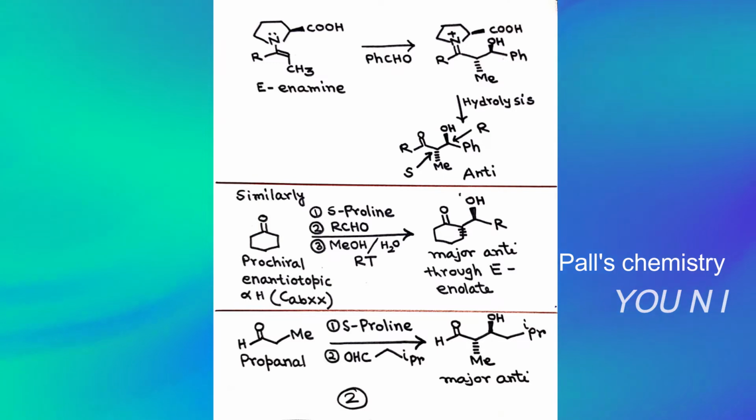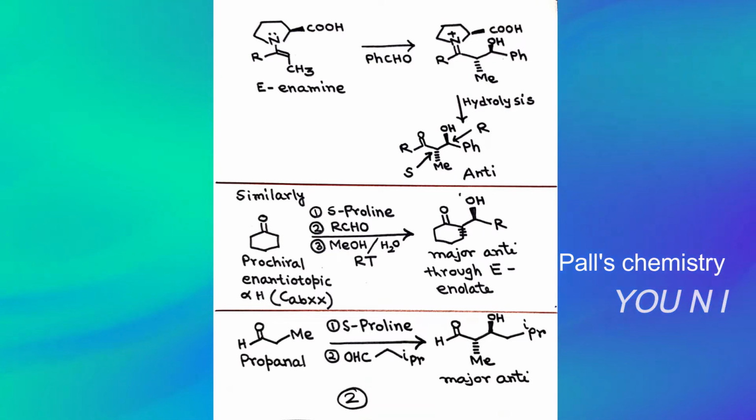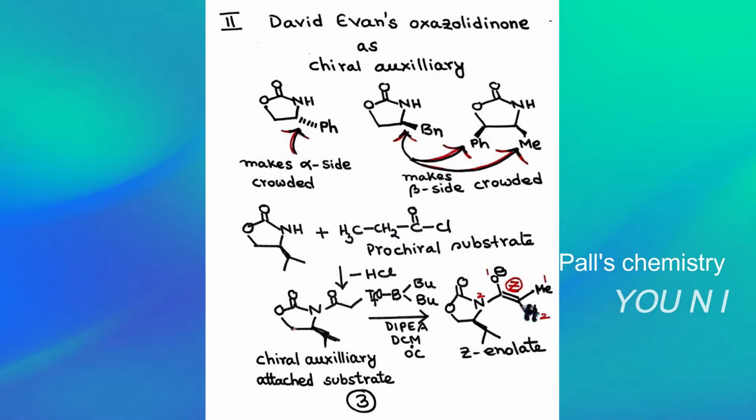In exactly a similar way, if we proceed for the third example using the chiral auxiliary S-proline, we will land up with the major anti-product. Out of this anti-product we know that two anti enantiomers are possible, but we will have a specific enantiomer as the major product, because of the intramolecular hydrogen bonding between the carboxylic acid of the chiral auxiliary and the OH at the beta position.